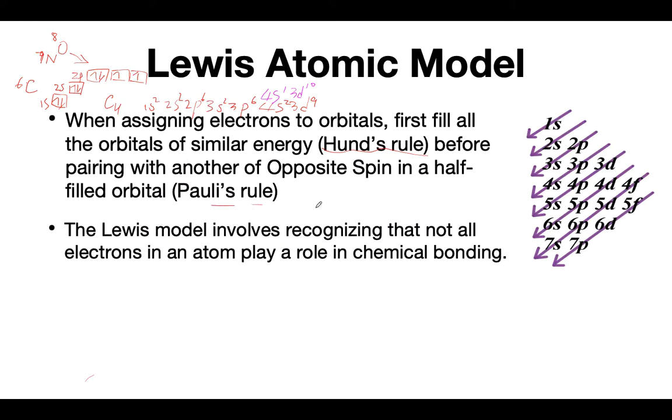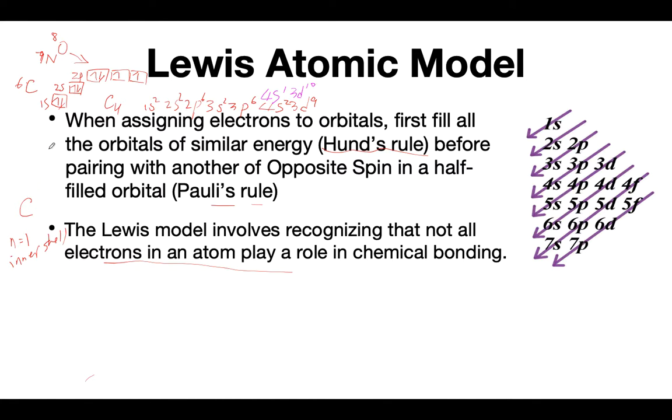The Lewis model involves recognizing that not all electrons in an atom play a role in chemical bonding. Let's look at this carbon atom. When the carbon atom is used to form a bond, you know that there's a 1s orbital, right? And the 1s orbital has quantum number equal to 1. So this is the inner shell. The inner shell will not be involved in the bonding, so only the valence shell. That's how not all electrons in an atom play a role in chemical bonding.